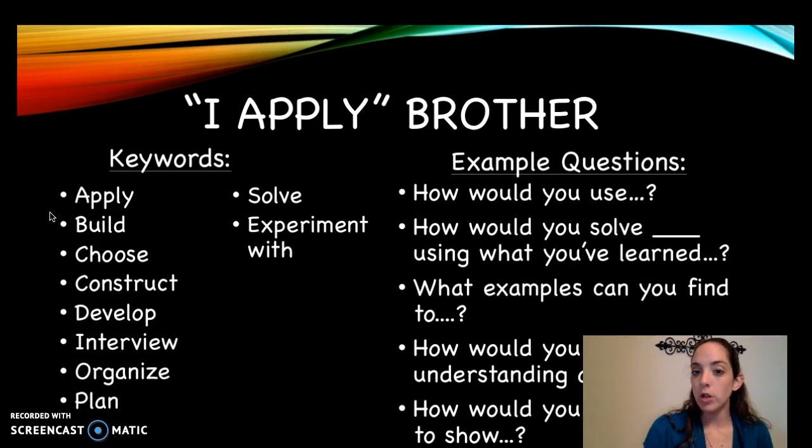Some question stems you can use in your classroom would be, how would you use blank? Or how would you solve this using what you've learned? What examples can you find to blank?